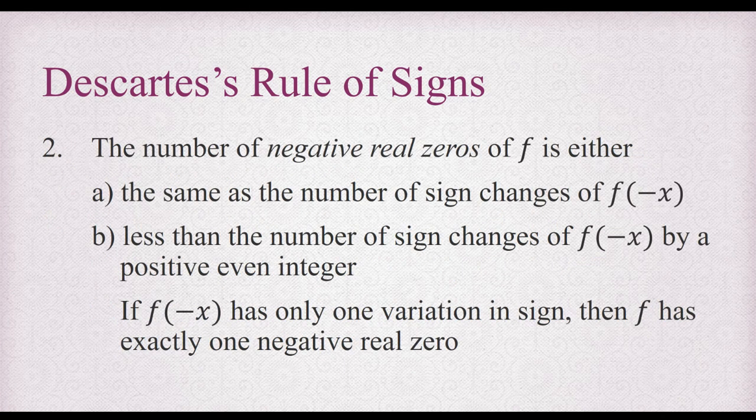The other is that the number of negative real zeros is either going to be the same as the number of sign changes for f of -x, or it's going to be less than the number of sign changes of f of -x by a positive even integer. If f of -x has only one sign variance, so only one variation in sign, that means f has exactly one negative real zero.